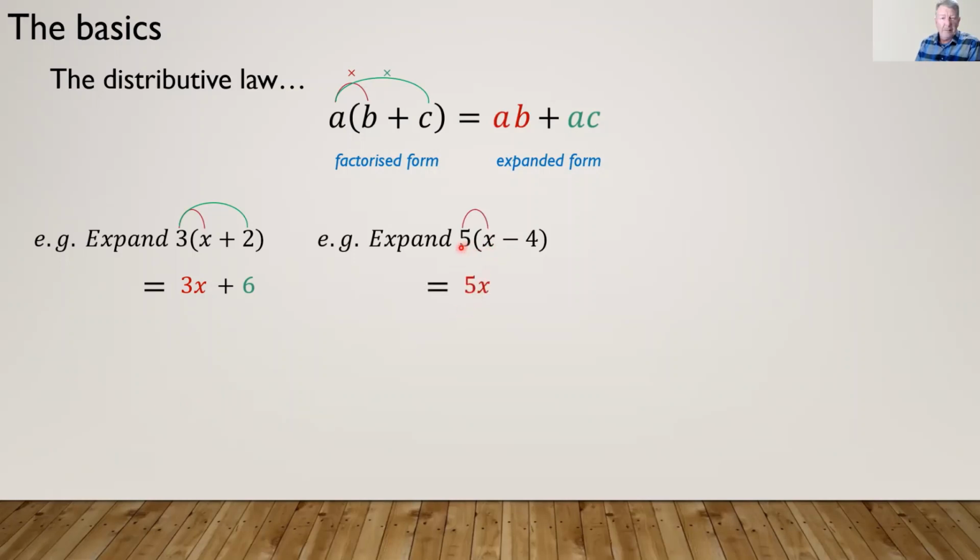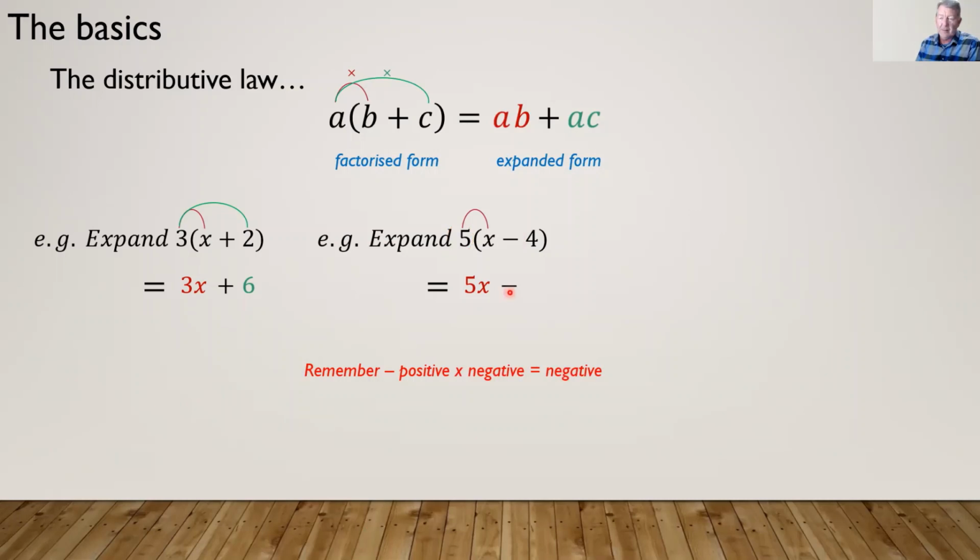Now, remember I mentioned positives and positives and positives and negatives? We've got a positive there, but we've got a negative there, haven't we? What does a positive and a negative make? Positive and negative makes a negative. So, put a negative there.